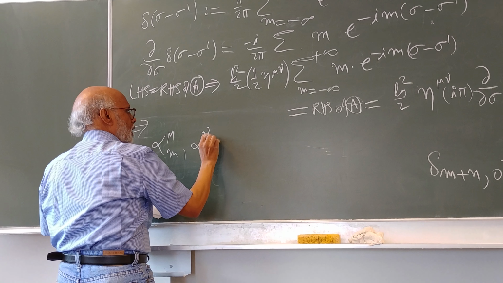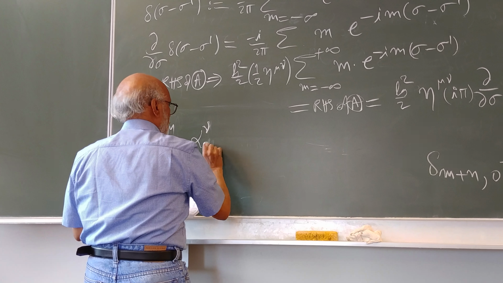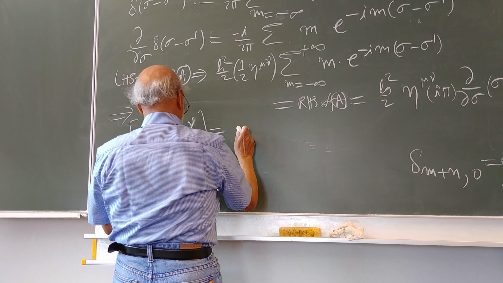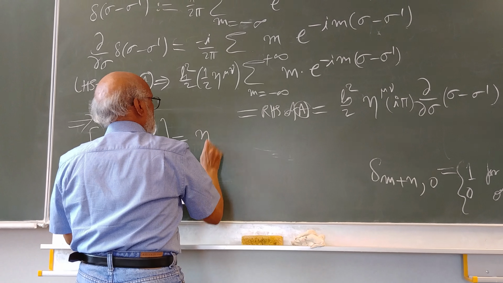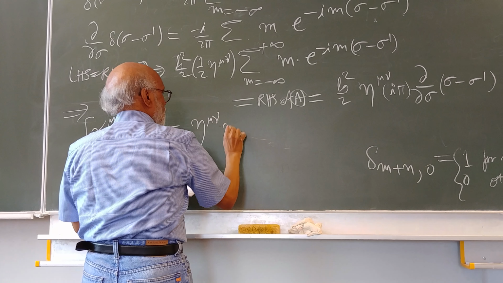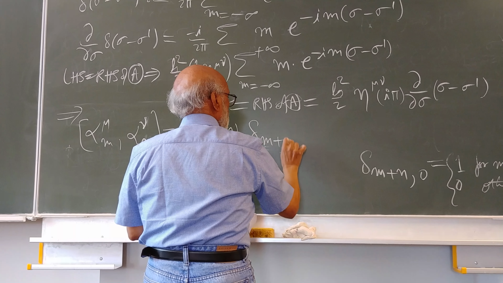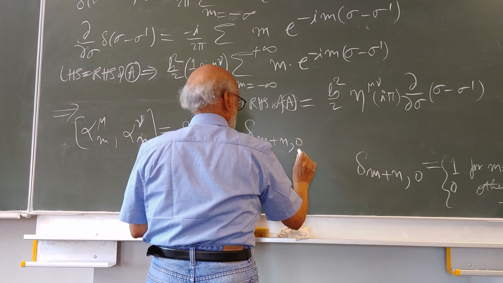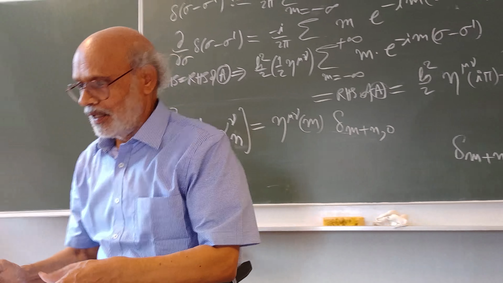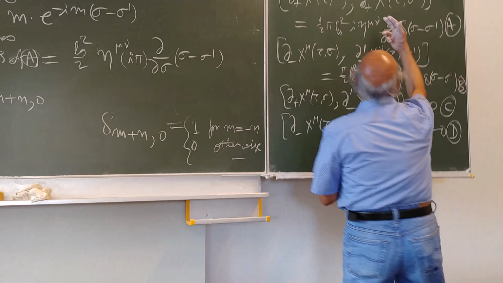Alpha mu n, this could be summarized as eta mu nu times m times delta. So this is the result that we would arrive at by simplifying this.